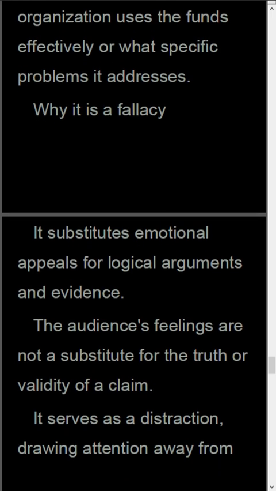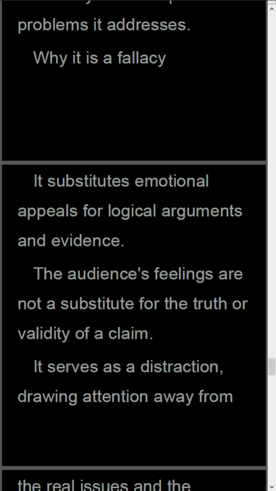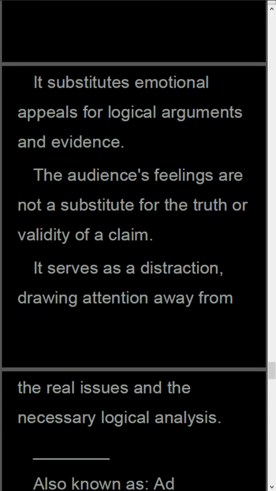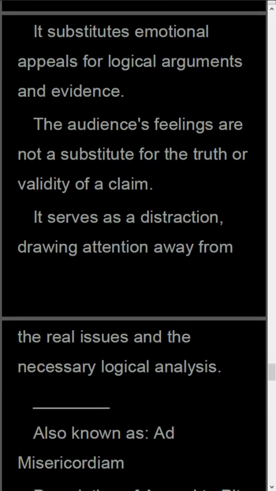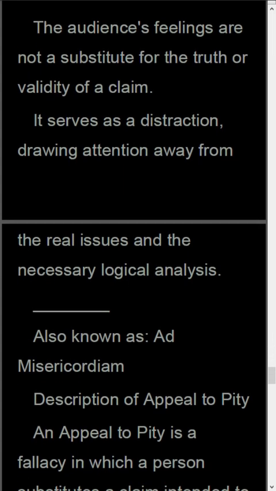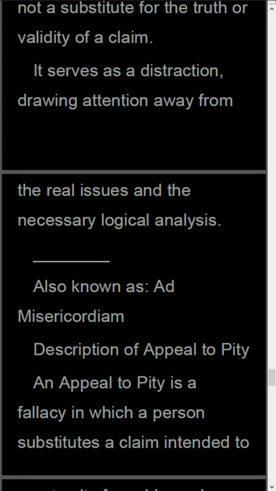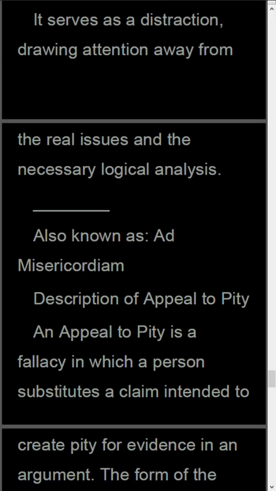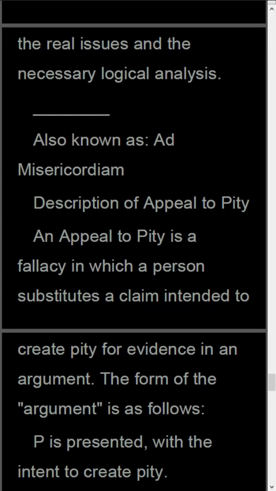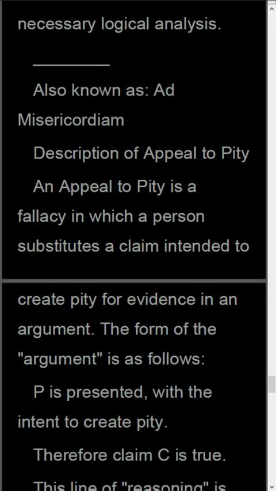Why it is a fallacy. It substitutes emotional appeals for logical arguments and evidence. The audience's feelings are not a substitute for the truth or validity of a claim. It serves as a distraction, drawing attention away from the real issues and the necessary logical analysis. Also known as ad misericordiam. Description of appeal to pity.